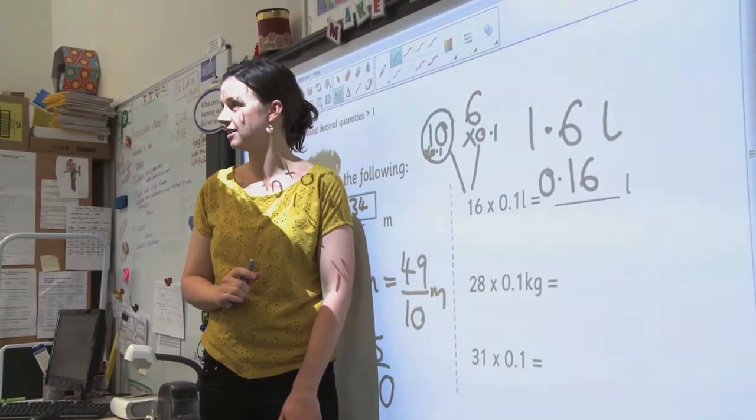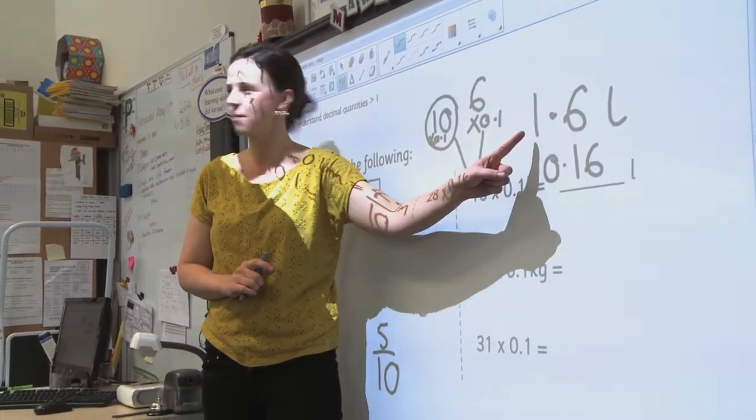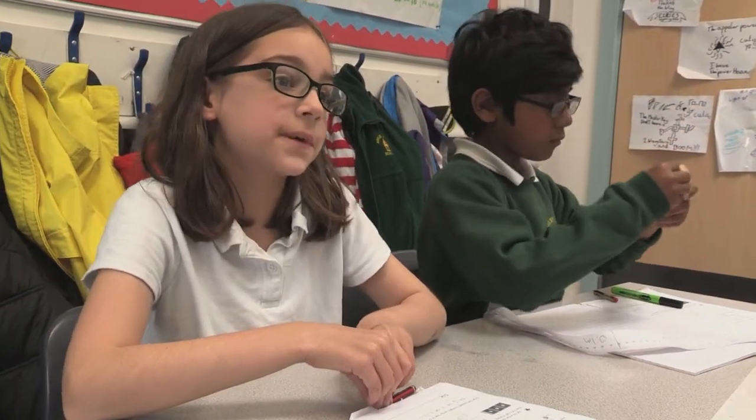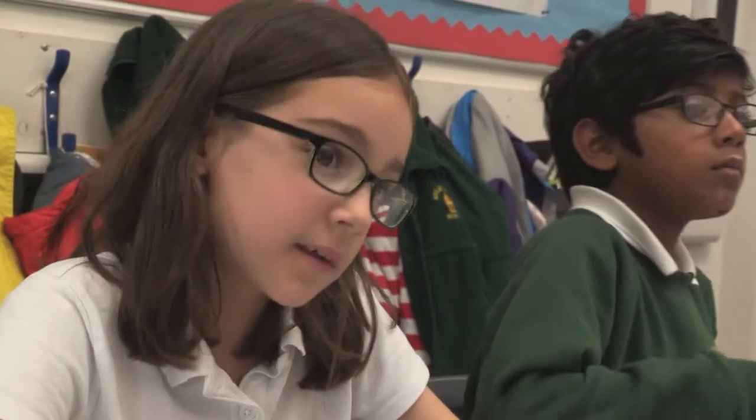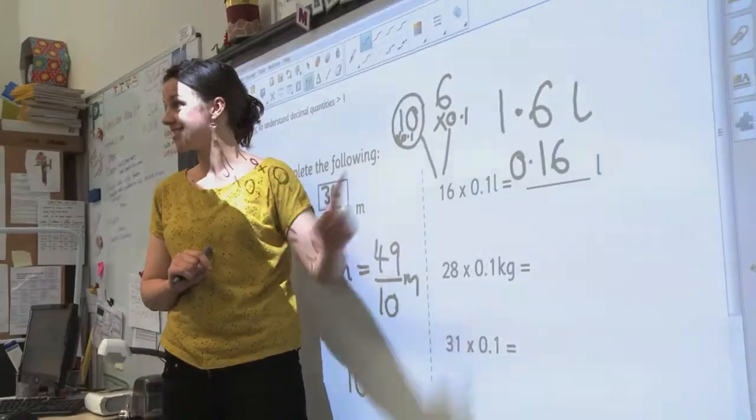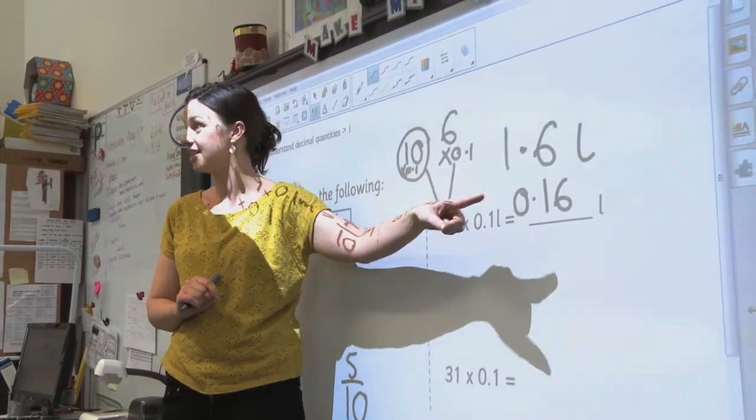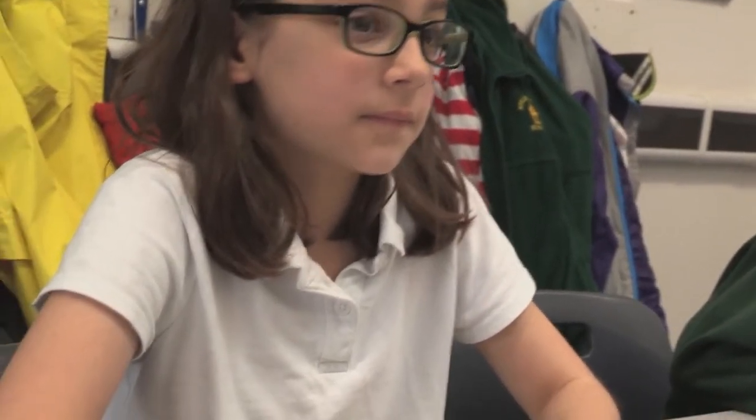1.6 litres. Okay? What does the 1 represent? That there's 1 whole. Good girl, Sian. What does the 6 represent? That there's 6 tenths. Good. And 1 whole and 6 tenths is 10 tenths and 6 tenths, which is 16 tenths. Really well worked through, Sian. I'm really proud of you. Well done. What about the next one?